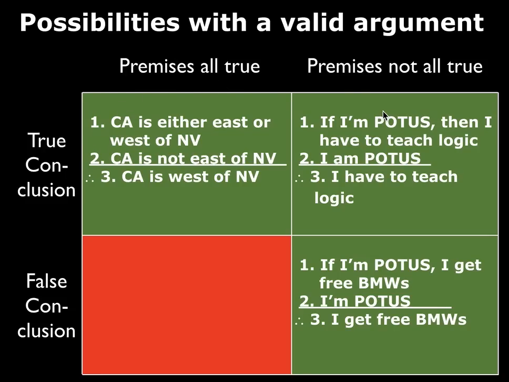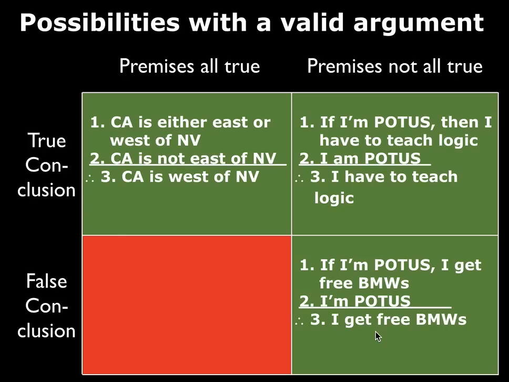A valid argument could also have not all the premises true and the conclusion true. So here's an example. If I'm president of the United States, then I have to teach logic. I am president of the United States, therefore I have to teach logic. The conclusion's true. I do have to teach logic. That's one of the classes I teach. But the premises aren't all true. But that's okay. It's a valid argument. If these premises were true, the conclusion would have to be true. So it's valid, even though in this particular case, the premises aren't all true.